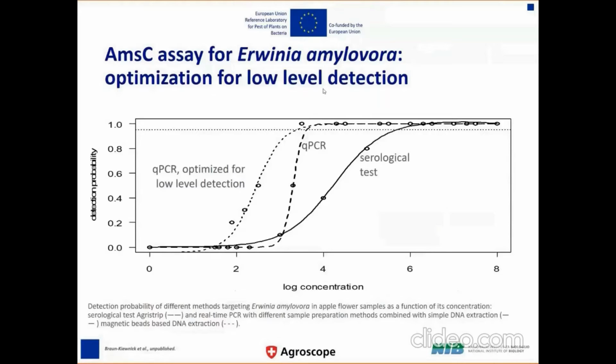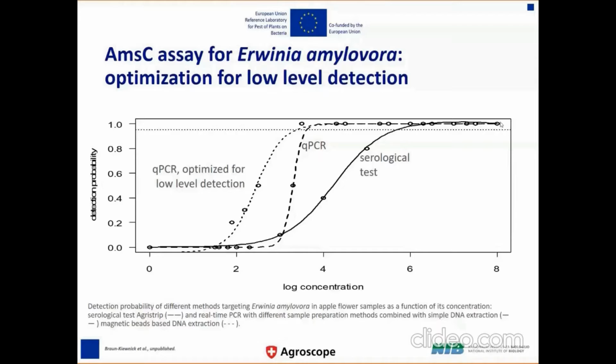Okay, this is another example of optimization of a test for low-level detection. This is again an example of Erwinia amylovora. This work was done at Agroscope in Switzerland together with Dr. Braun-Kuning, Andrea, and with Brian Duffy. And we were trying to detect Erwinia amylovora in apple blossoms, asymptomatic apple blossoms, with the aim to predict infection or to add additional information to the prognostic models.